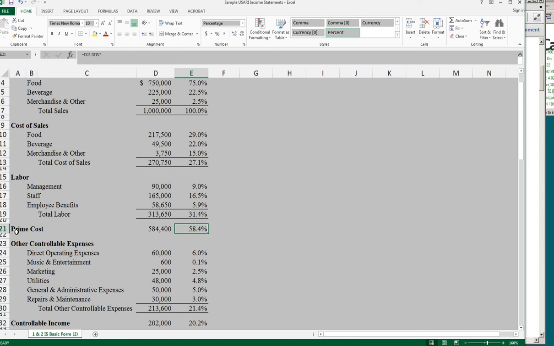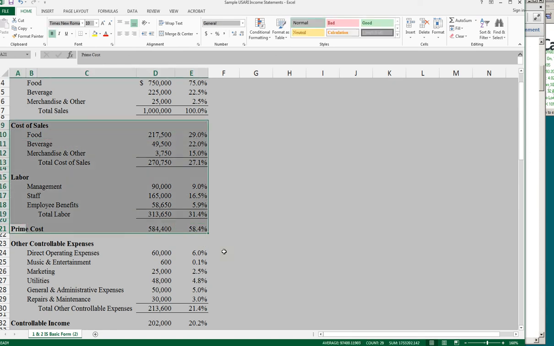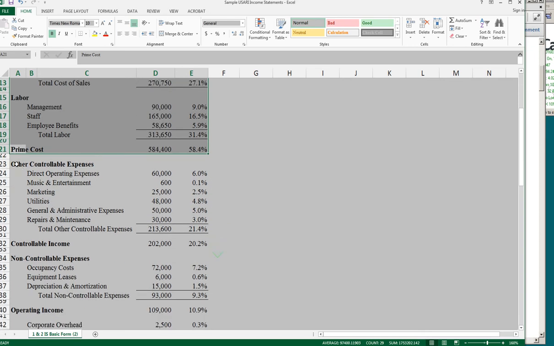Okay, so these are all considered controllable costs. And then some more controllable costs. So by controllable, we mean what can management control?